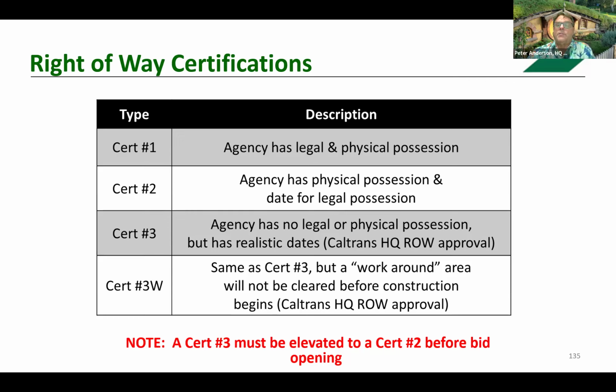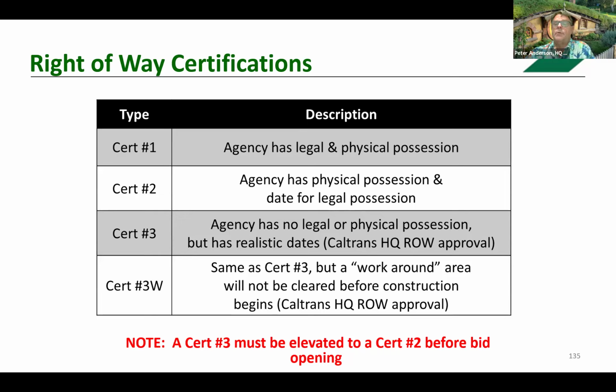A right-of-way cert is still required even if no right-of-way is required for the project. And we talk about there are 4 levels of right-of-way certification. I'm just going to scratch the surface of these. A Cert 1, all work is within the existing right-of-way.